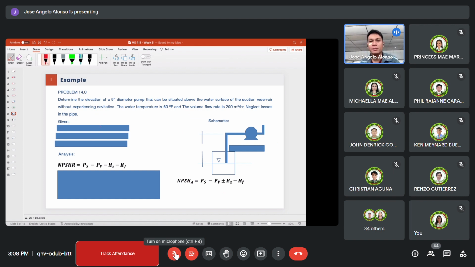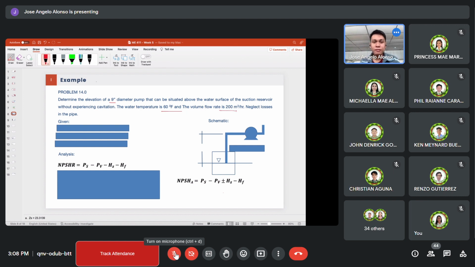While for this problem naman, yung pump natin yung nasa taas ng ating reservoir, o yung reservoir natin yung situated below dun sa pump. So tama yung ating schematic. Next natin kukunin is yung mga given. So binigay sa problem, diameter lang ng pump, water temperature, at the same time yung volumetric flow rate.